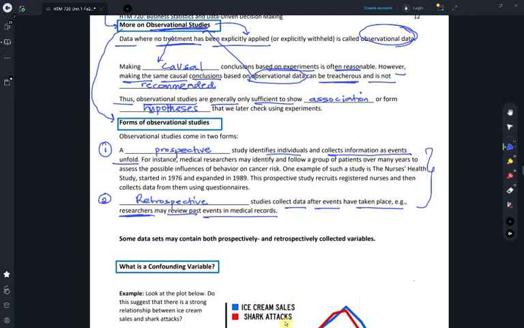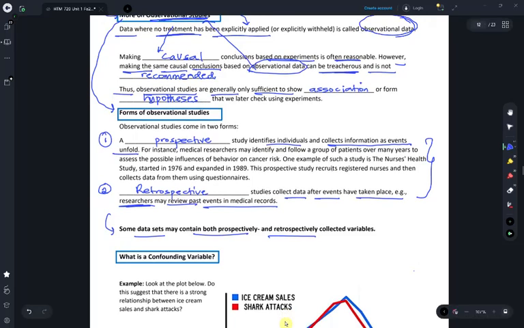These two forms of observational studies are not entirely mutually exclusive, because sometimes we might be studying a phenomenon continuously. That means we've collected data values about that phenomenon in the past and we continue now and also into the future. So some data sets may contain both prospectively and retrospectively collected variables.